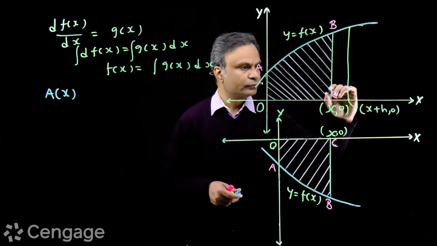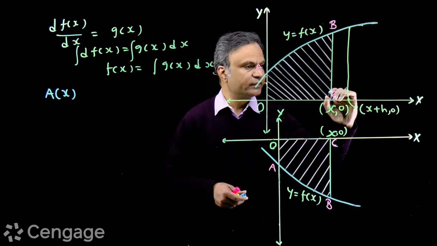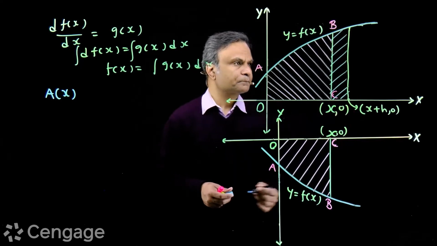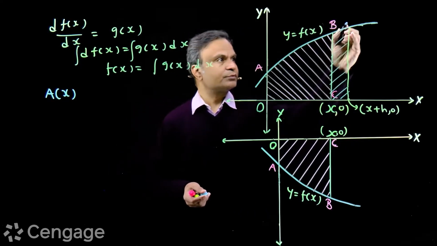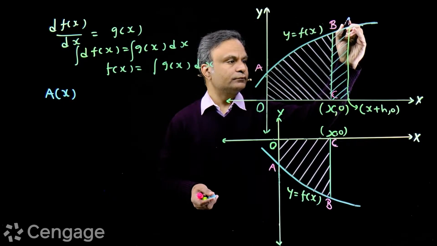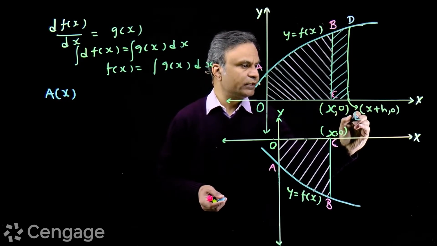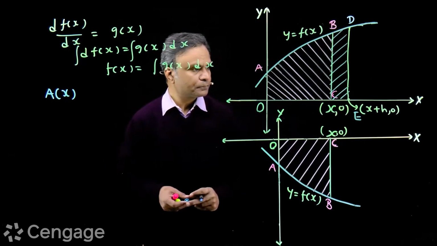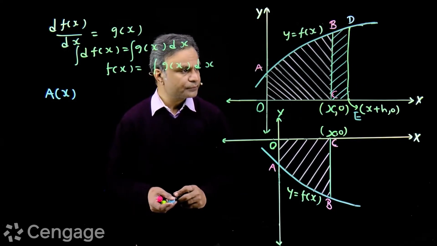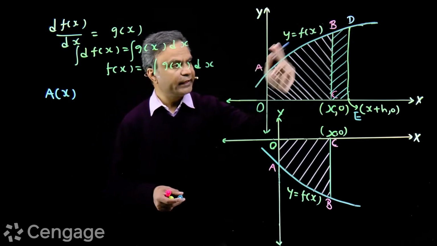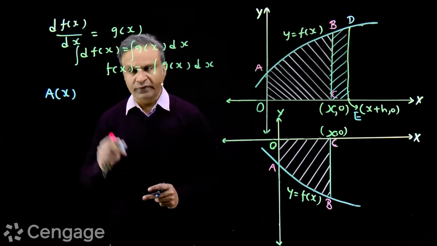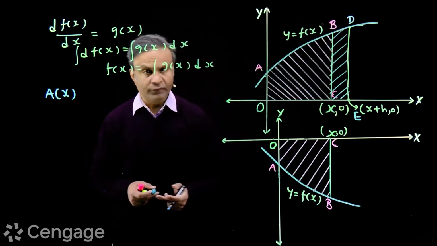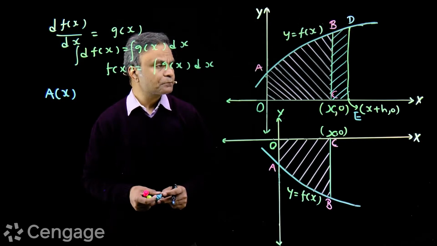Now we shade this region. Suppose this is point D, this is point E. Then what is area OADE? Area क्या होगा in notation? Area of region ABCO is A of x. Then area of region ADEO will be A of x plus h.